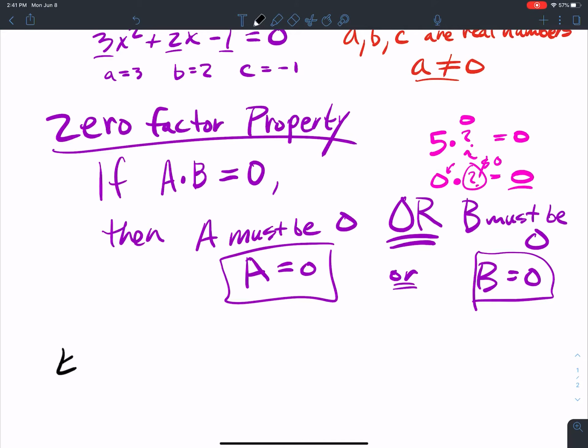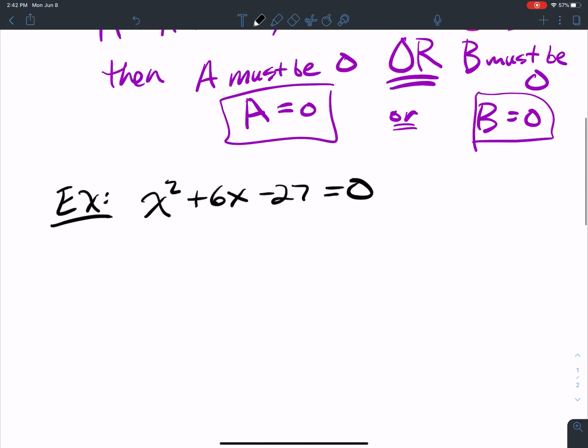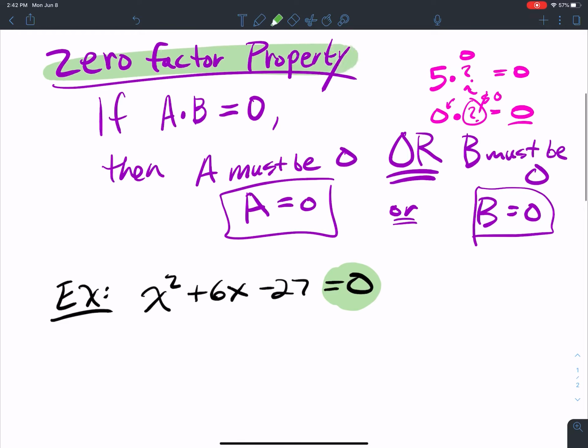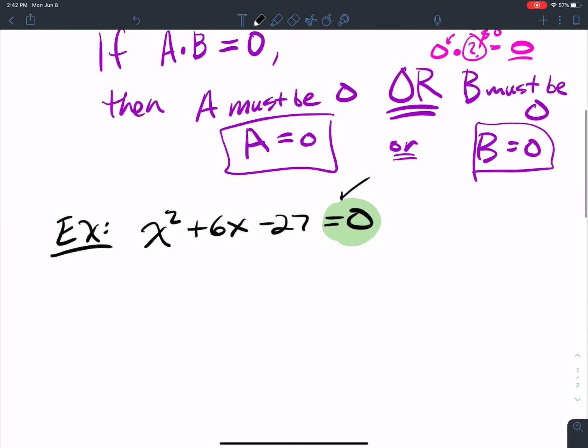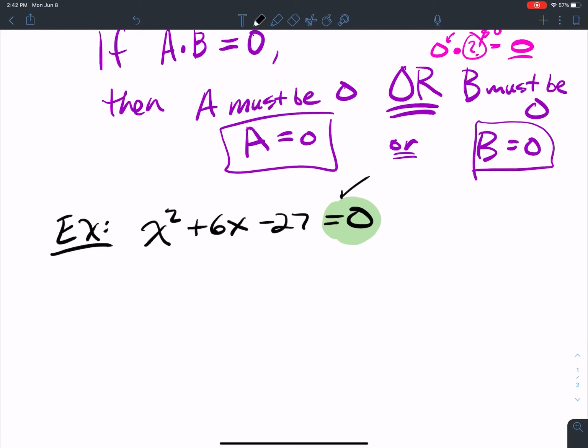So I've got an example, x squared plus 6x minus 27 equals 0. Now, when I solve by factoring, I want it set equal to 0 so I can use the zero factor property. It's already there, so I didn't have to move anything over. And I think to myself, trinomial, I should think t-chart. AC method, multiply the first and the last. 1 times -27 is -27. And I want to add to 6.